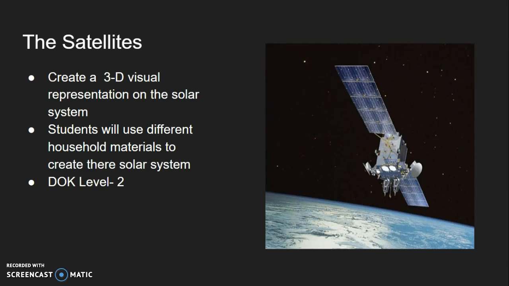And then the satellites are the last and final group. They're going to have to create a 3D visual representation of the solar system, but they are not allowed to use technology. They can only use household items to create their solar systems, and that's a DOK level 2. And that is it.